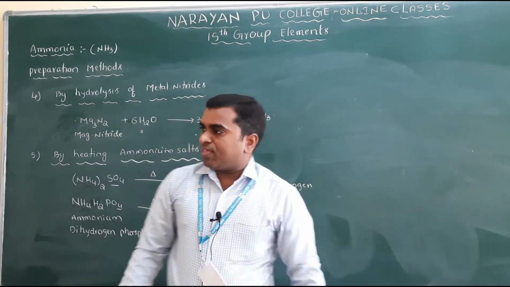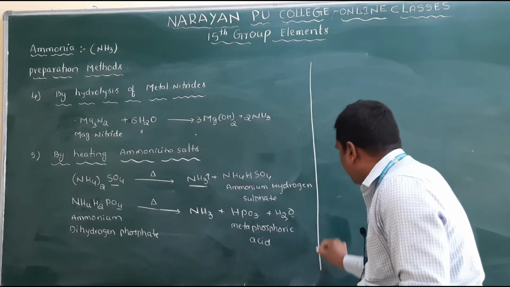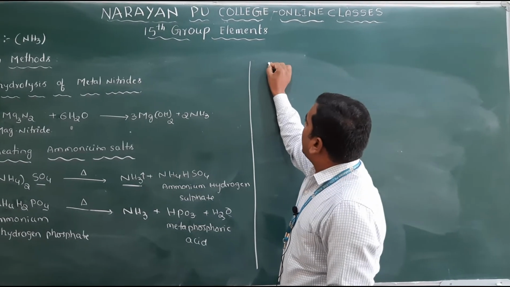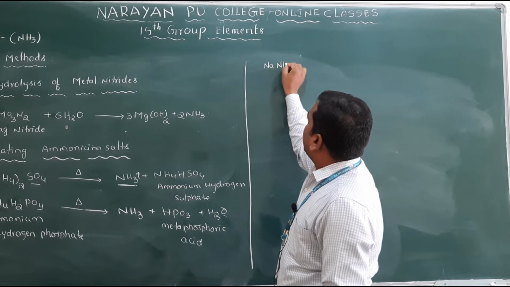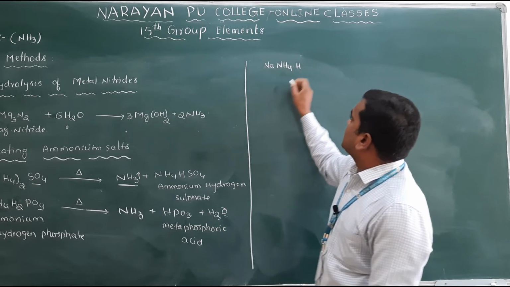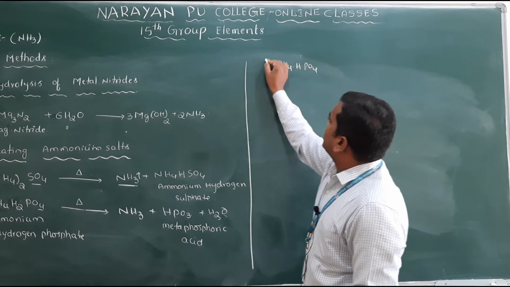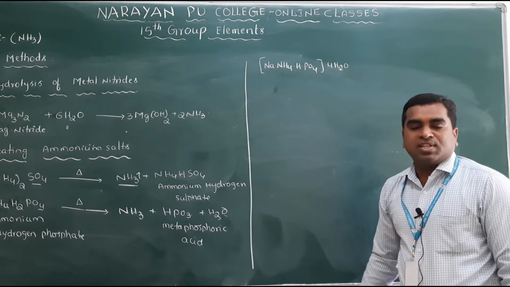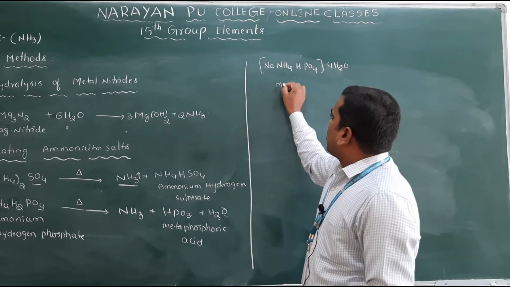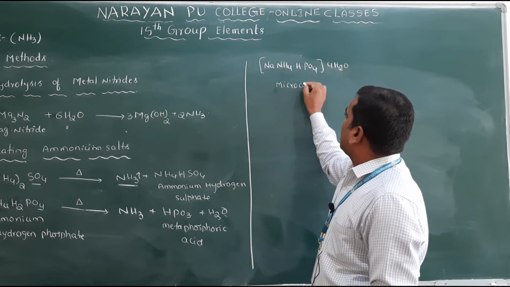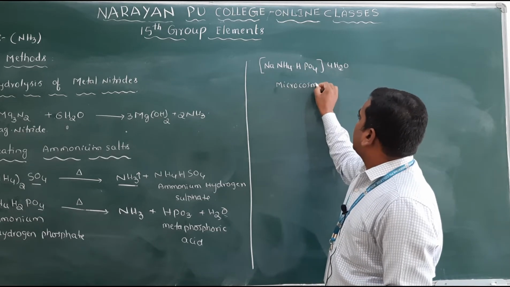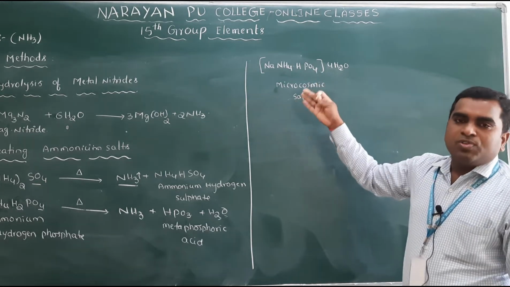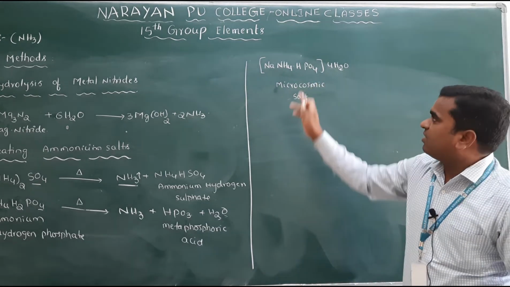Another one we have to take, very important, this is for competitive exams: microcosmic salt. Clear? So what is that one here? Na, NH4 and HPO4, and 4 H2O molecules. One time this question they have asked in the competitive exam. So what is the microcosmic salt? This we will call microcosmic salt. They have given 4 options. So this is the one.